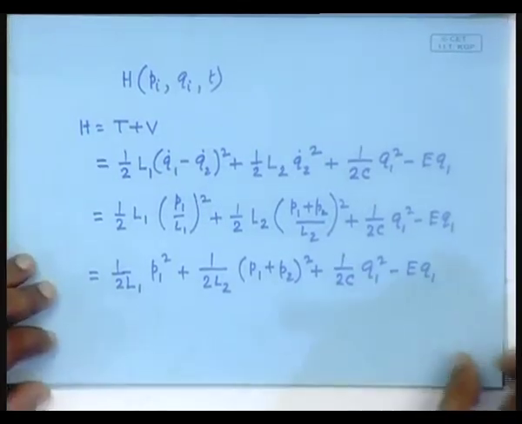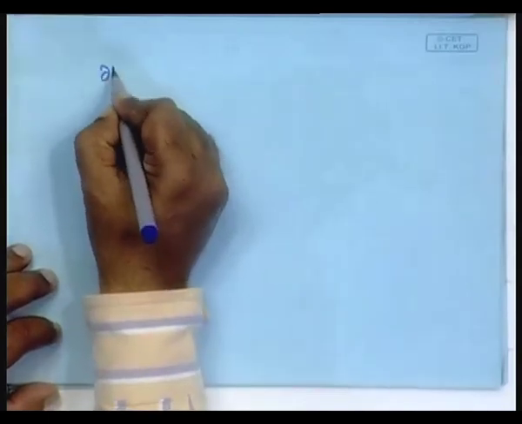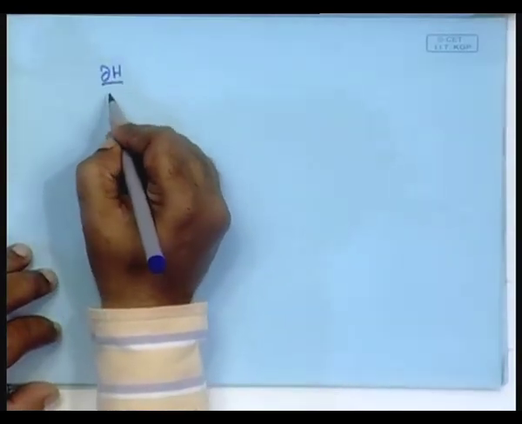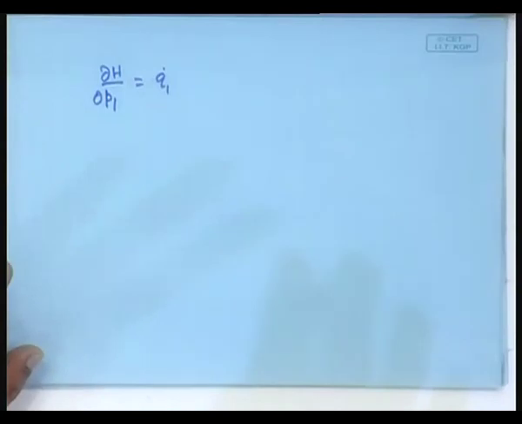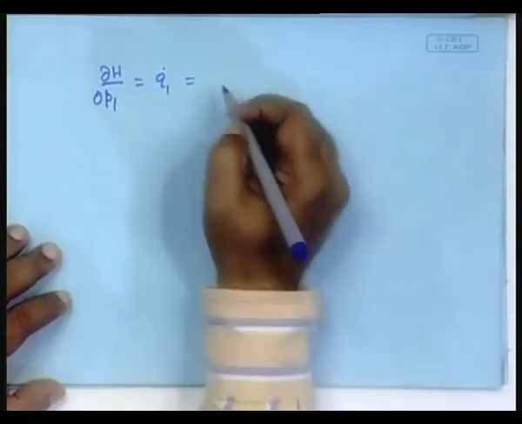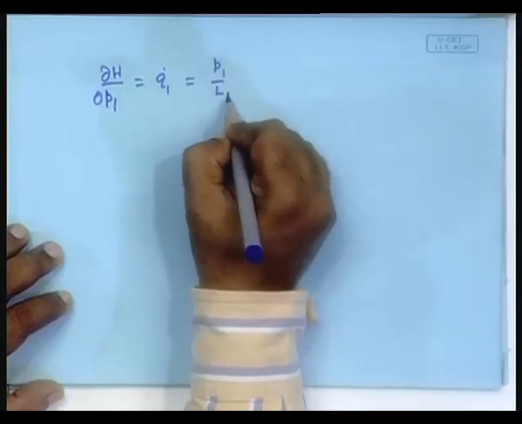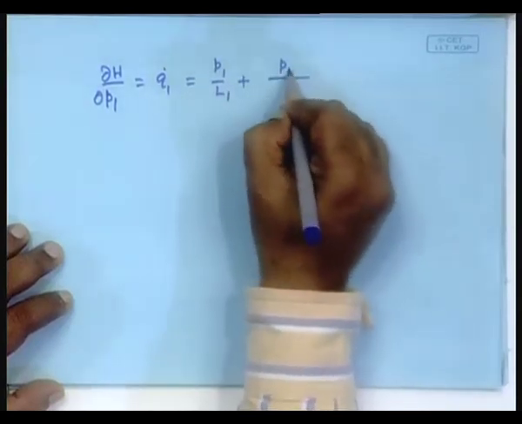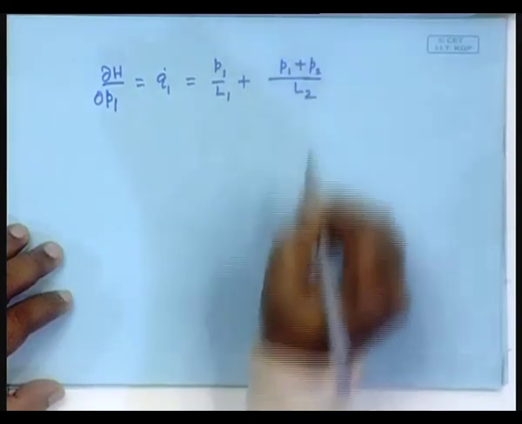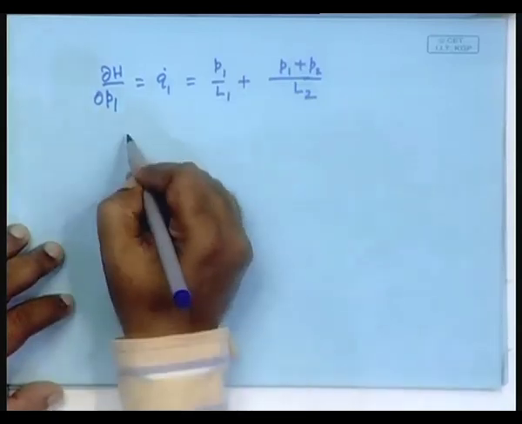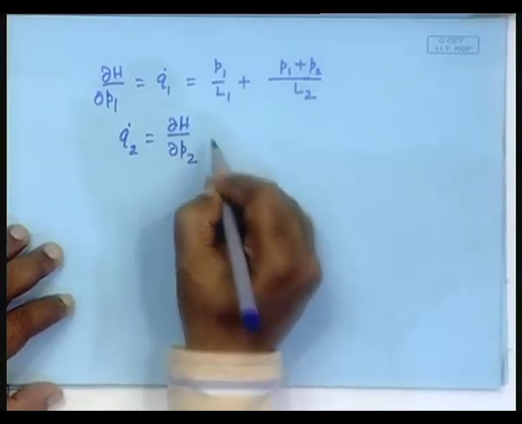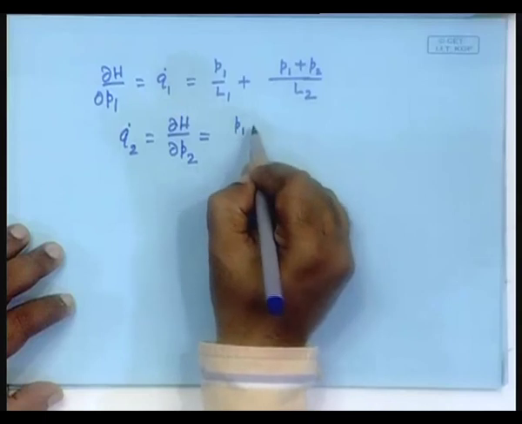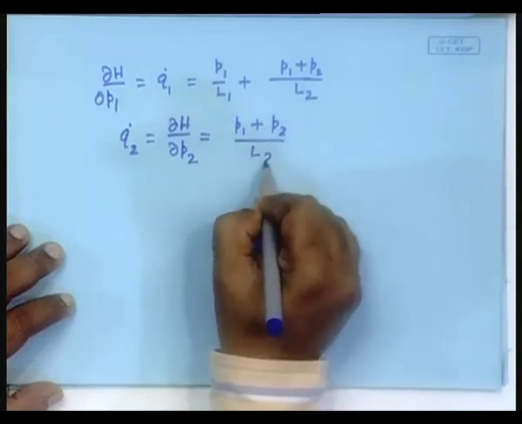The rest is algorithmic. We will say simply that the derivative of H with respect to P1 is nothing but Q1 dot, simple, and this immediately yields P1 by L1 plus (P1 plus P2) by L2. Similarly, Q2 dot is the derivative of the Hamiltonian function with respect to P2, which is (P1 plus P2) by L2. Okay, just check.